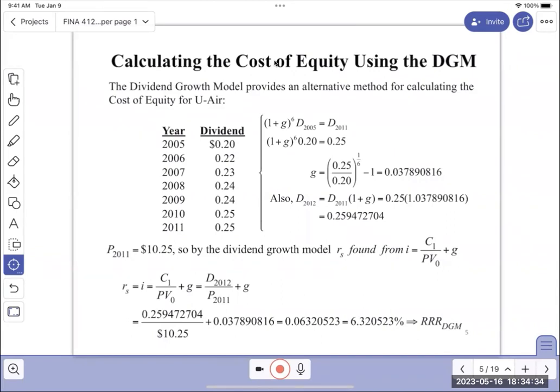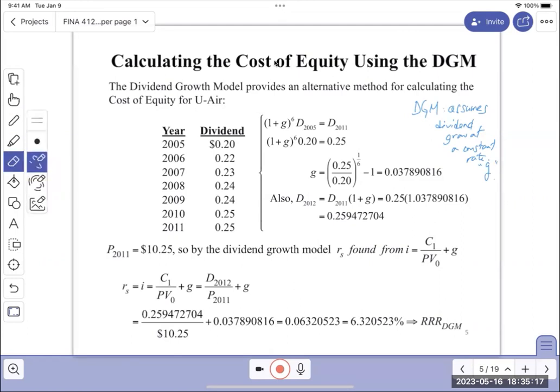No comments? The dividend growth model assumes dividends grow at a constant rate. So the firm can exist indefinitely. So dividends can be paid indefinitely, and we're going to assume they grow at a constant rate. So let's find that G, the G that they grow at.